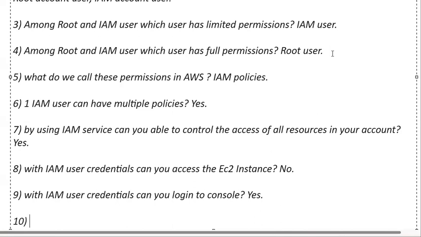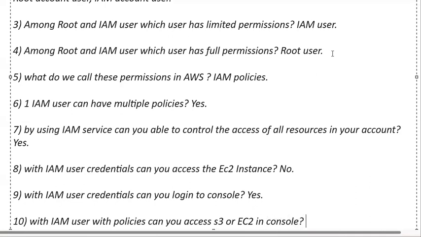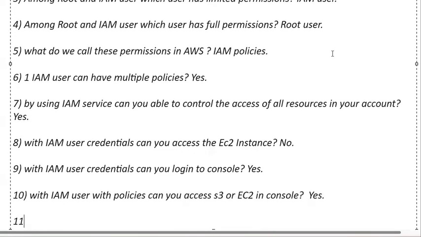With an IAM user with policies, can you access S3 or EC2 in the console? With the IAM user having the policy, we can access, right? Yes, we are able to access any service in AWS where I have permission. Where I have permission, that service I am able to access in AWS. Now let's move on with another question.